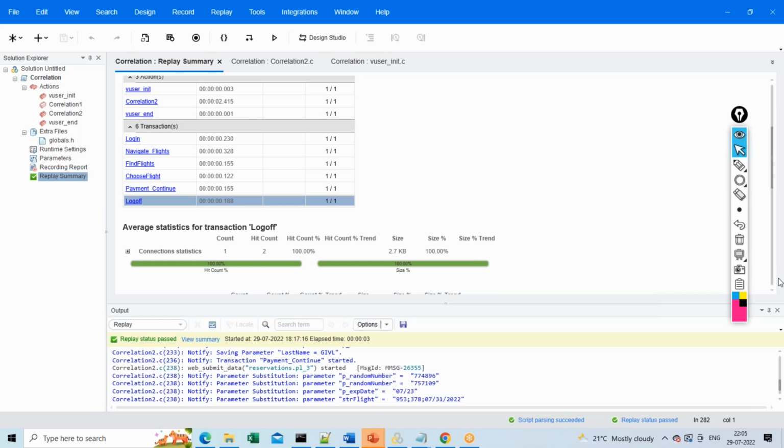Thank you, sir. And sir, tell me. Before doing the load test, we will not go for the smoke test?